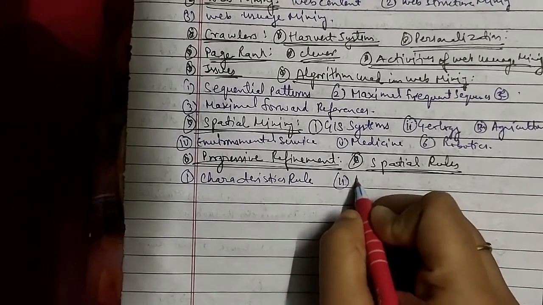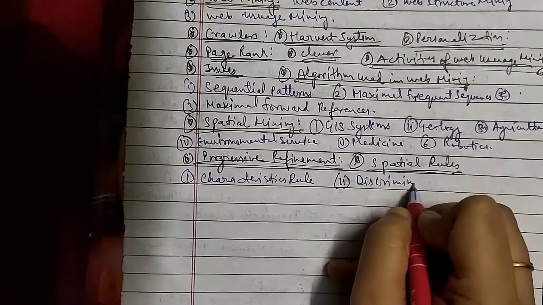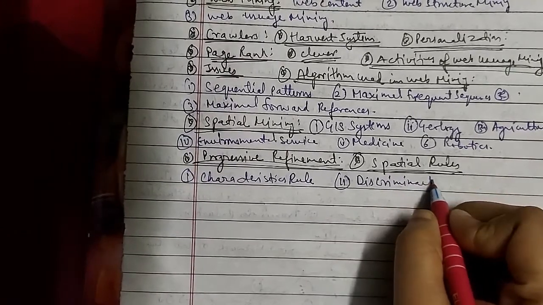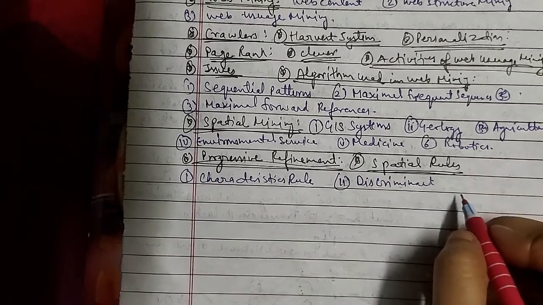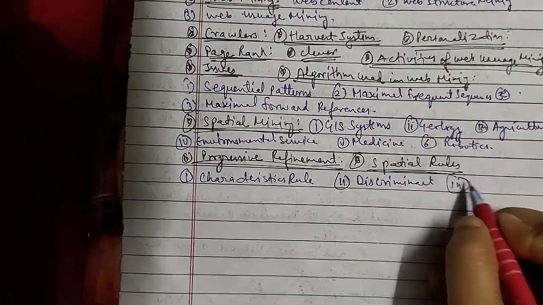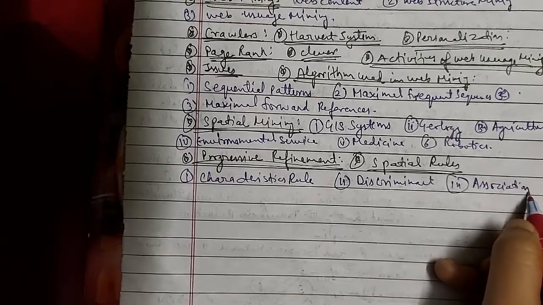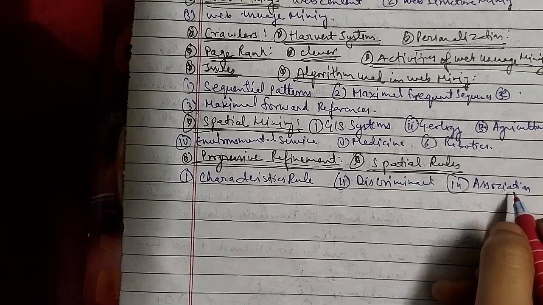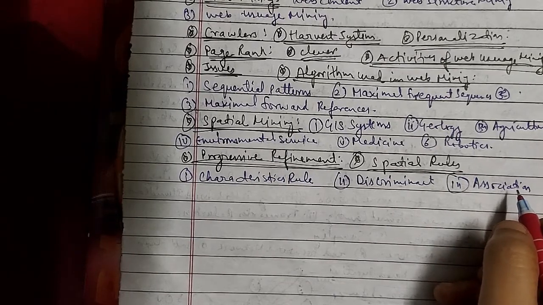The second is the discriminant rule. It explains the difference between different classes of data. The third is the association rule. In this, one set of data is explained by another.